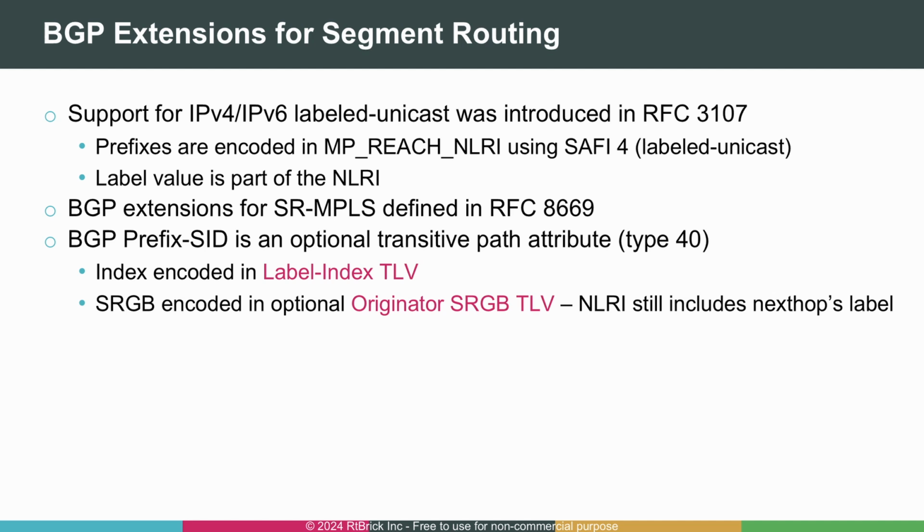Since the BGP prefix being advertised remains a labeled unicast prefix, the label expected by the downstream neighbor is included in the NLRI itself. For example, an egress LER might advertise an index to its upstream neighbor, such as 101, while the label in the NLRI could be 3, indicating penultimate hop popping.